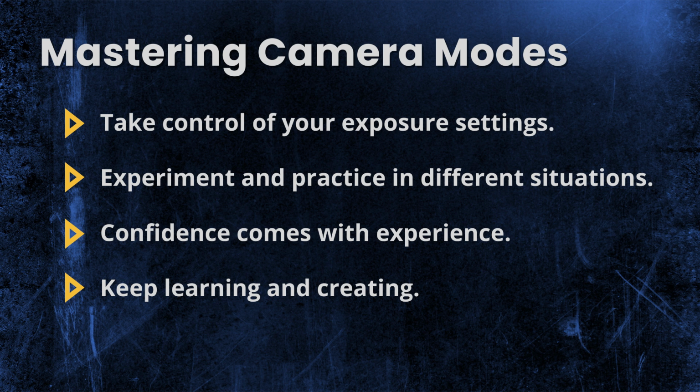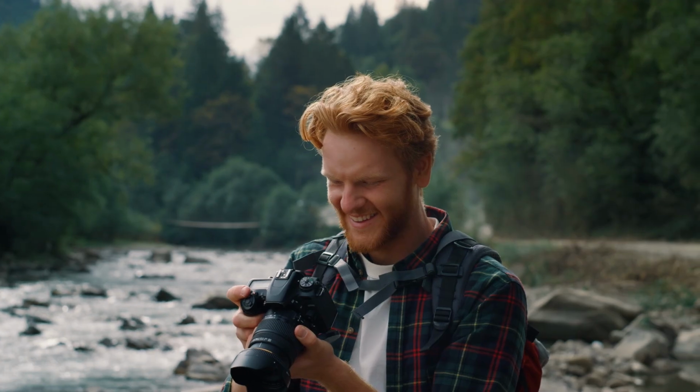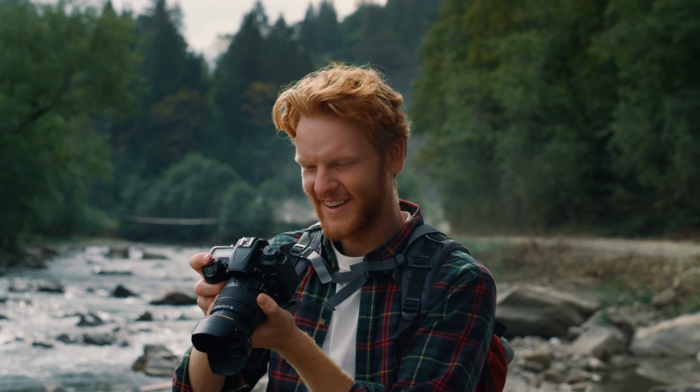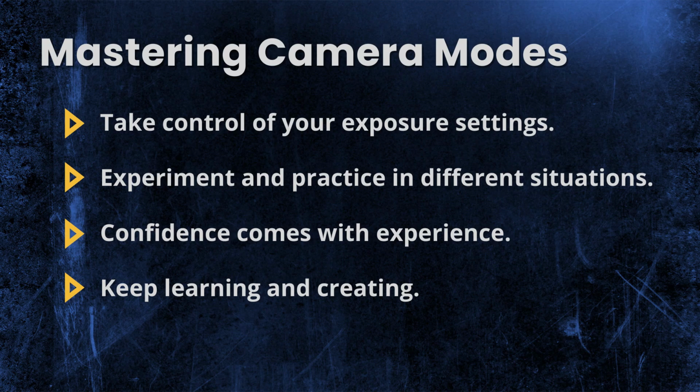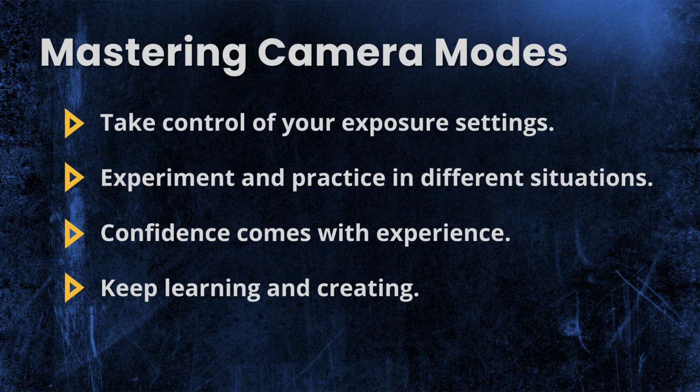So wrapping up, remember that mastering your camera's modes is a key step to becoming a more confident and creative photographer. By understanding how each of these modes work, whether it's auto, program, aperture priority, shutter priority, or manual, you're going to be able to take control of your exposure settings to get the images to look the way that you want them to. Definitely experiment and see what works best for you in different situations. The more you practice, the more intuitive it's going to become. And as you gain confidence, you're going to find out that knowing how to adjust your settings is going to make all the difference with your photography.